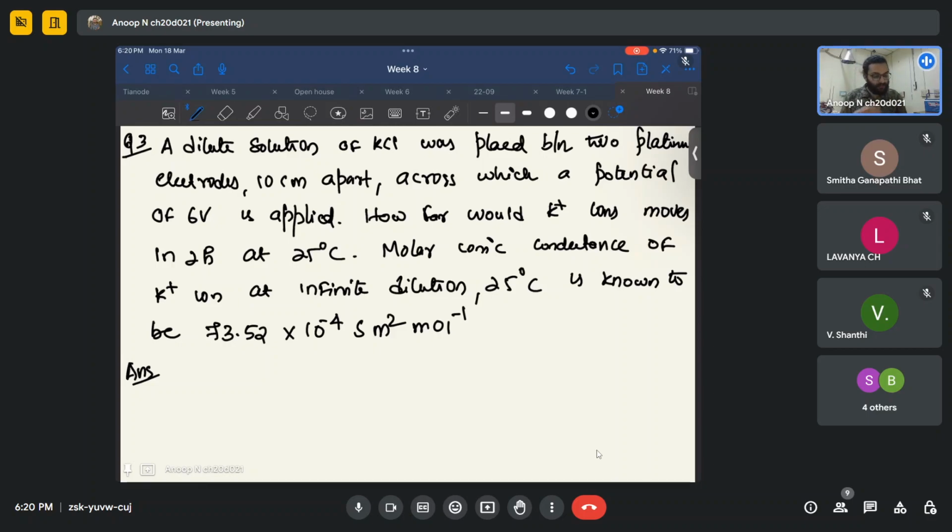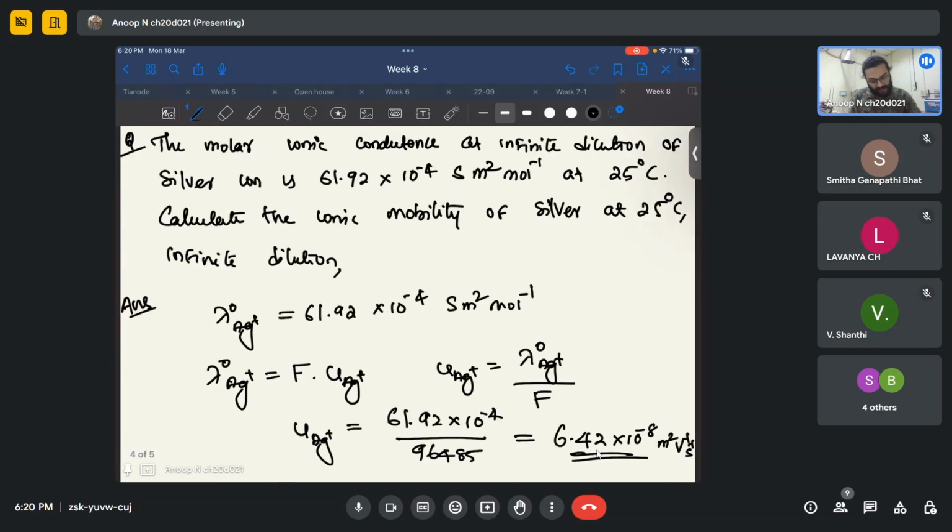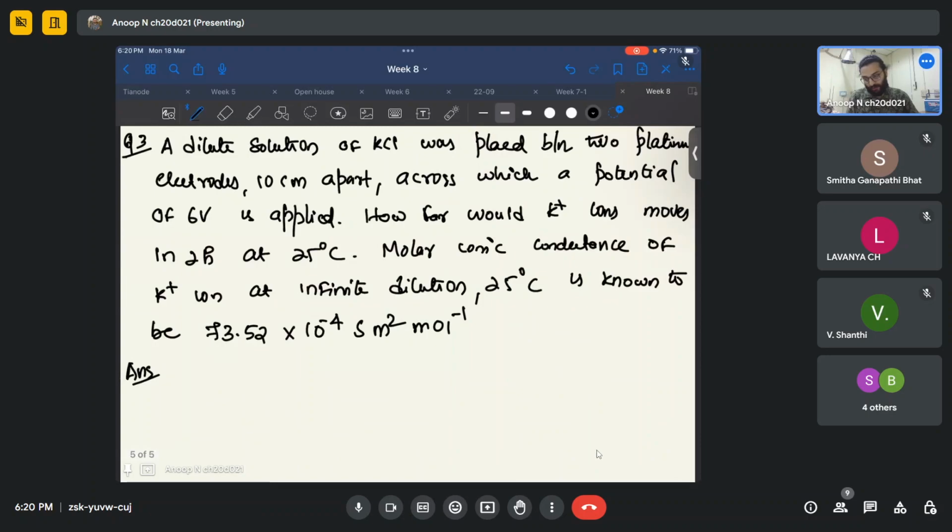It's just an extension of question number 2. So the first part of this question you can solve in the same way as question number 2. First I want to know the ionic mobility of what species here? K plus. So how can I calculate it? Tell me what will be U K plus. Tell me the value with unit.